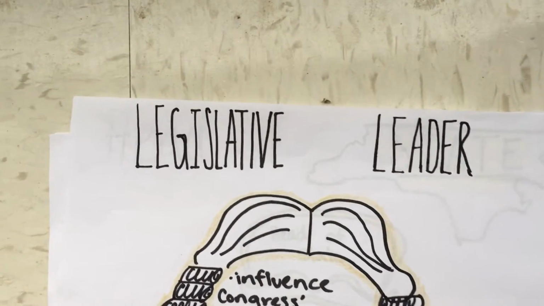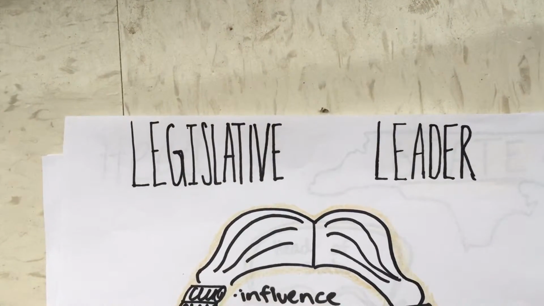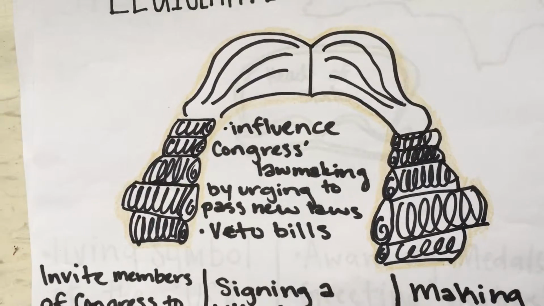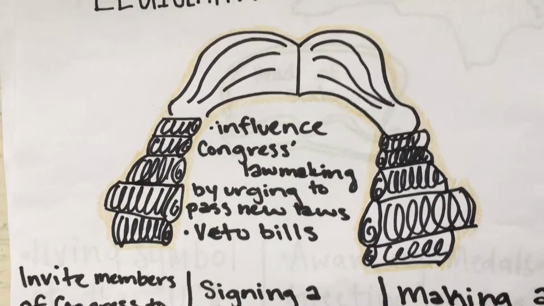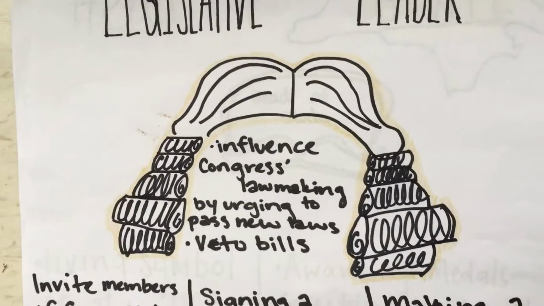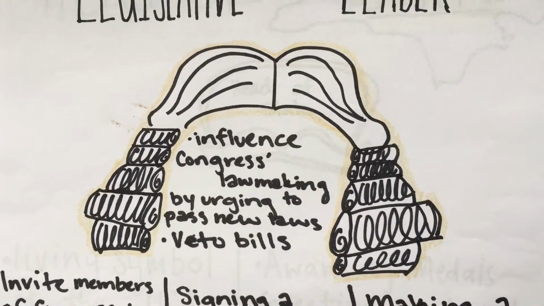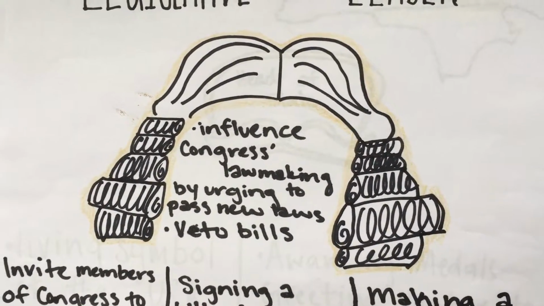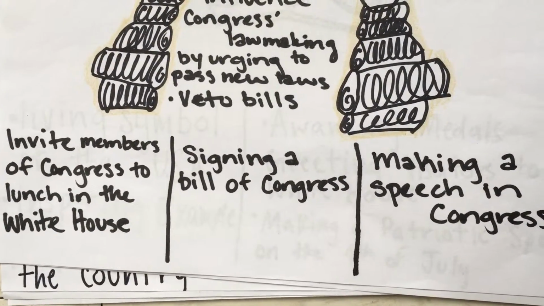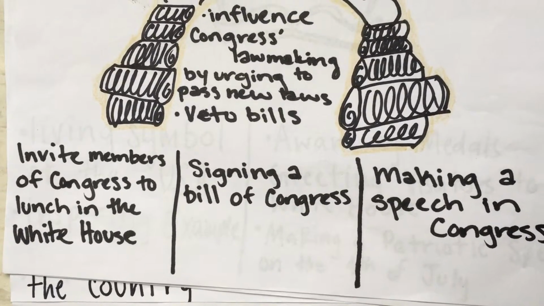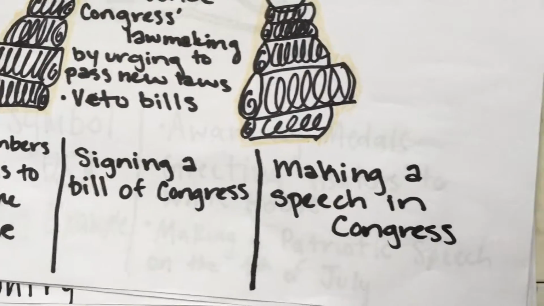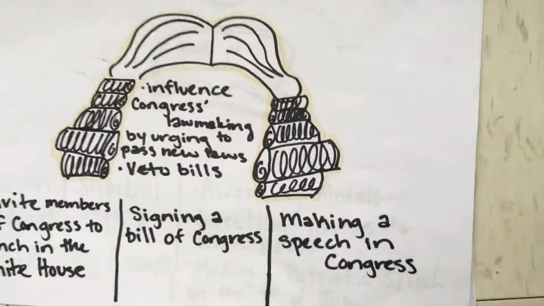All right. The president is also the legislative leader. In doing so, sometimes he does not wear this wig, but it's often associated with this kind of stuff. Okay, so in doing this, he influences Congress's lawmaking by urging to pass new laws, and the president also gets to veto bills he does not like. So, in doing this, he invites members of Congress to lunch in the White House, probably something really nice, maybe like some lobster. He signs a bill of Congress every once in a while, and he makes a speech in Congress every so often.